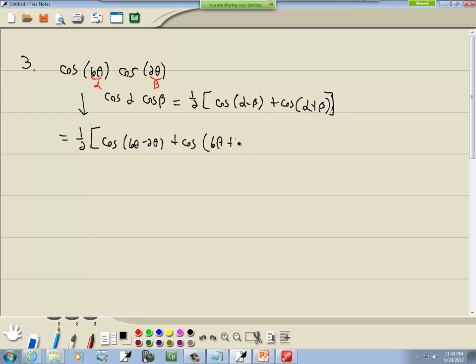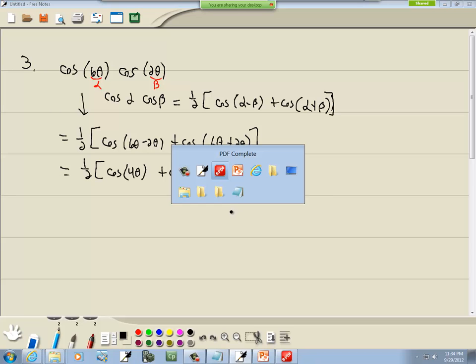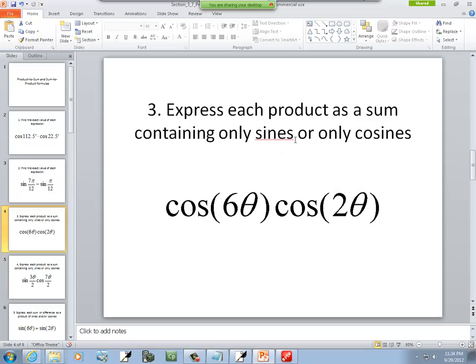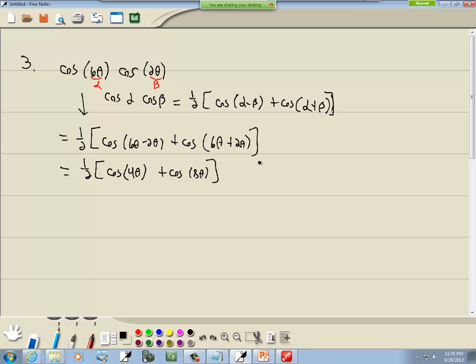So 6 theta plus 2 theta. Well, 6 theta minus 2 theta gives us 4 theta. And over here, 6 theta plus 2 theta gives us 8 theta. And we just accomplished what they're asking. Express each product as a sum containing only sines or only cosines. This only has cosines. So that'd be your answer.